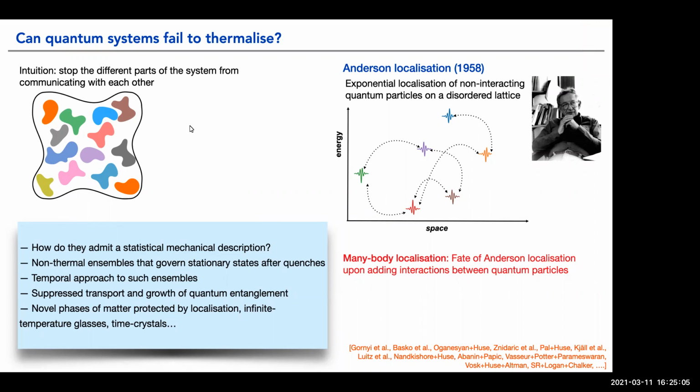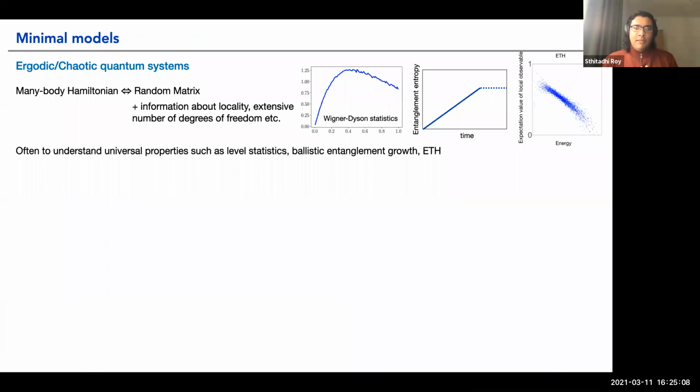Okay, so then the question is about minimal models, and for ergodic or chaotic quantum systems, we sort of understand.